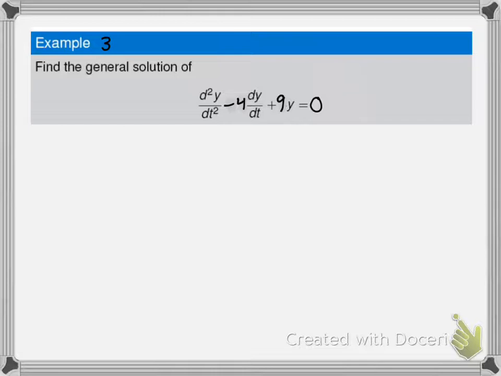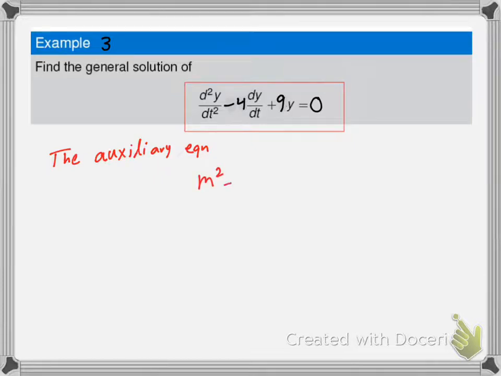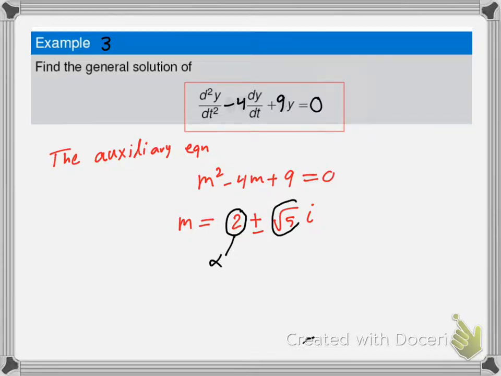Now in example 3, I will try to solve this homogeneous differential equation, which has this auxiliary equation. Now I will factorize this equation with the calculator. It will give me this answer: 2 plus and minus root 5 multiplied by i. The special thing about this root is that I have a real part, which I will name alpha, and an imaginary part, which I will name beta.